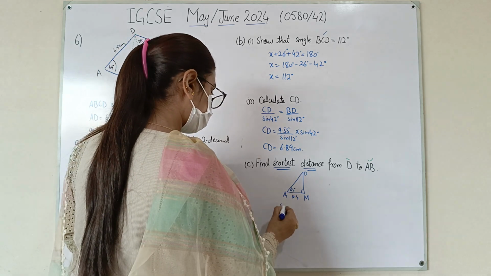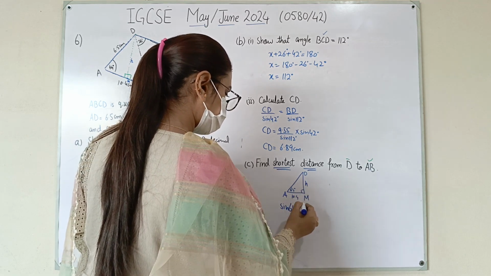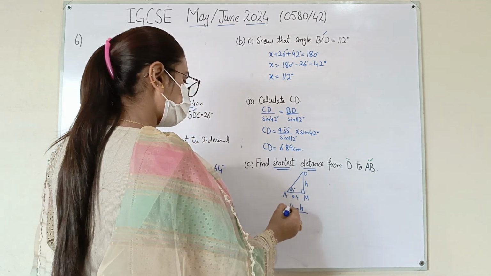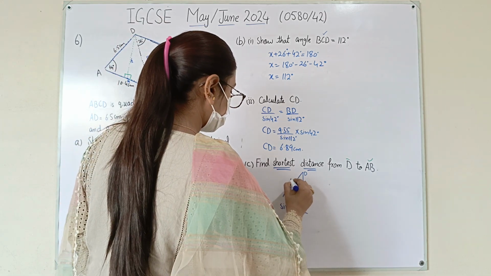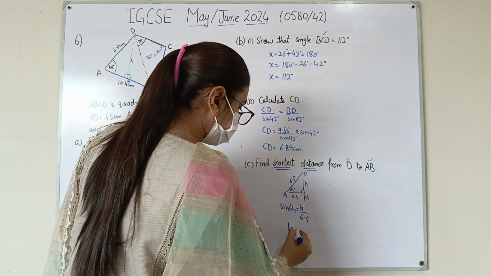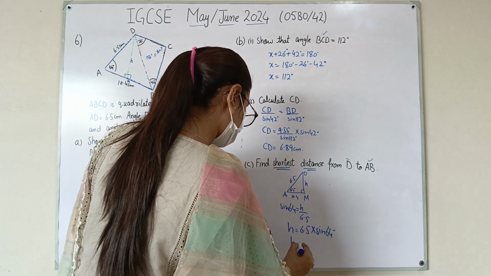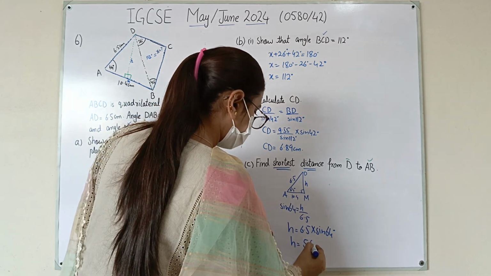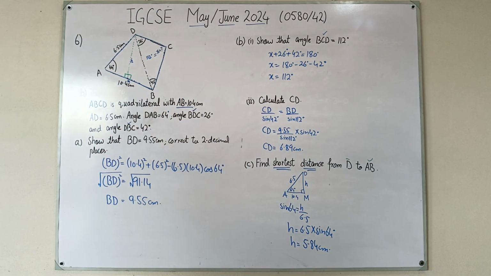So sine of 64, this whole distance is denoted by H. While this is also given in the question, 6.5. So the value of H will be 6.5 multiplied by sine of 64 degrees. So here you will get the answer as 5.84 centimeters. This was quite an easy question. One logic you have to keep in your mind is that the perpendicular distance is always the shortest distance.